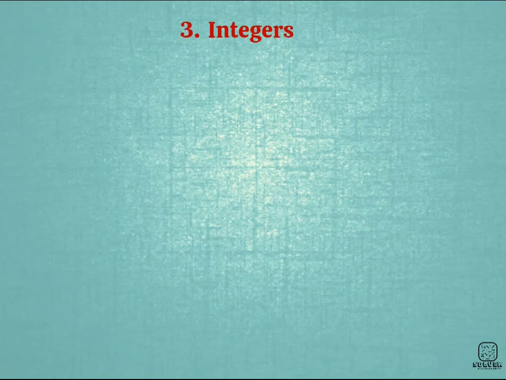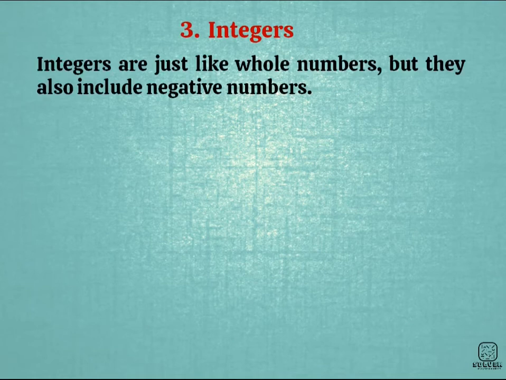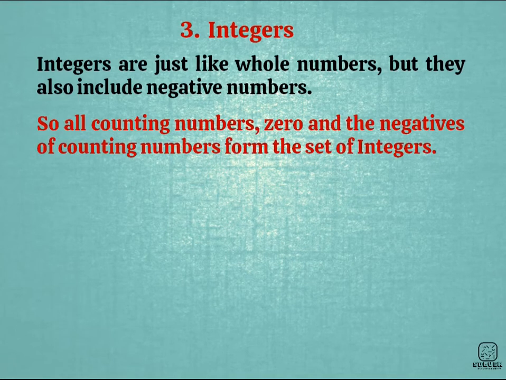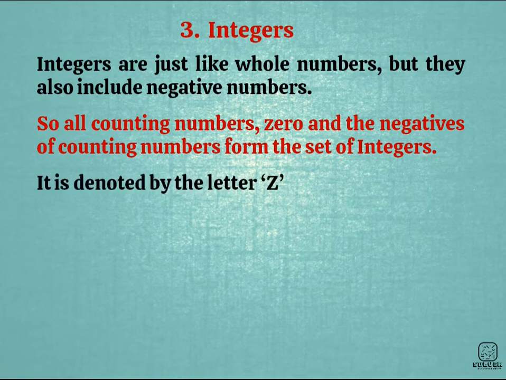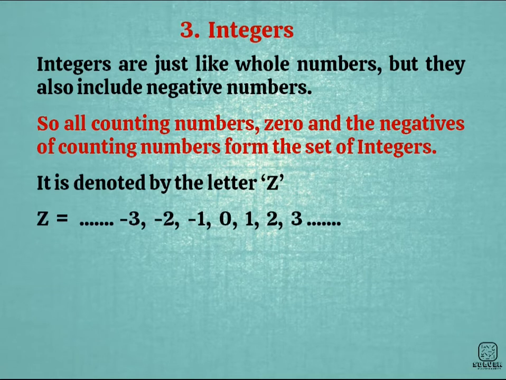The next type of numbers is integers. Integers are just like whole numbers, but they also include negative numbers. So all counting numbers, 0 and the negatives of counting numbers form the set of integers. And it is denoted by the letter Z. So Z is equal to all the negative numbers, 0 and all the positive numbers.